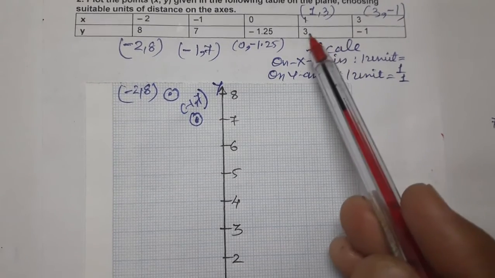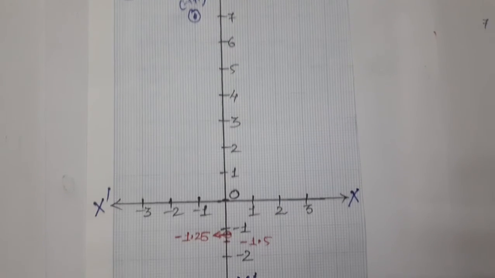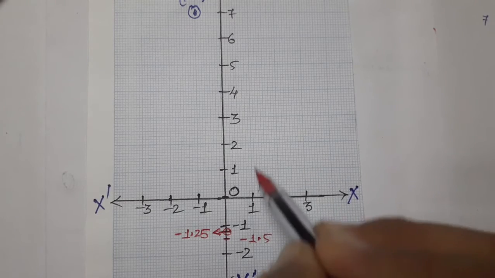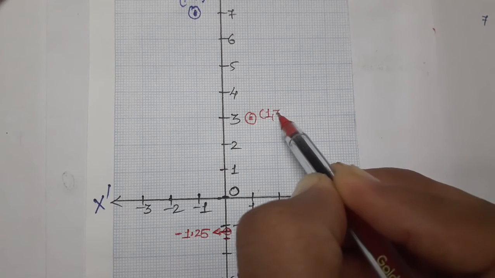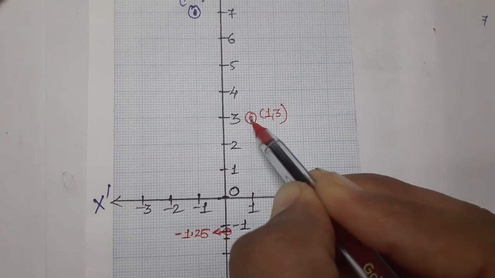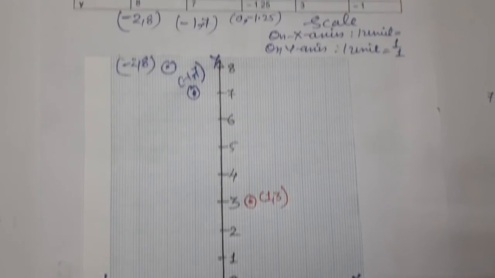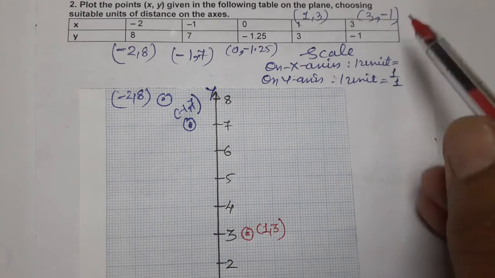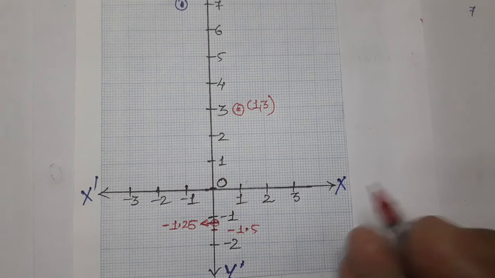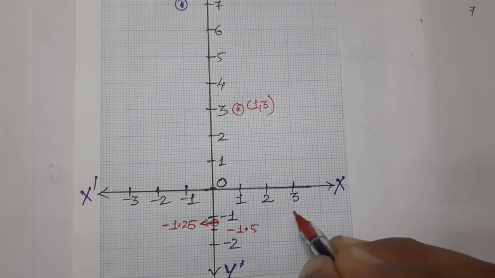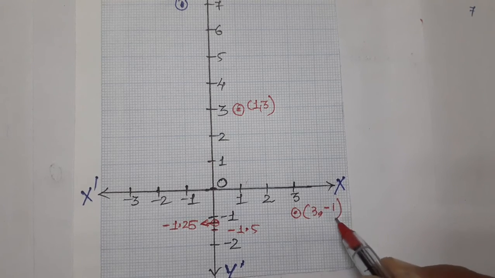Now our next point is 1, 3. X is 1, y is 3. So x is 1 and y is 3. Y is 3 is here. This is 1, this is 3. X is 1, and y, how much distance to move up? 3. And now the last part. What is the last part? 3 and minus 1. X is 3, y is minus 1. X is 3 here, y is minus 1. We have to move towards the negative side. So minus 1. 3 and minus 1.